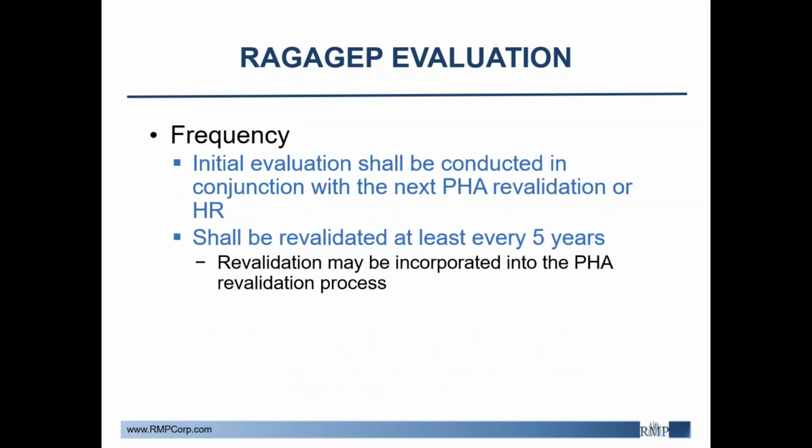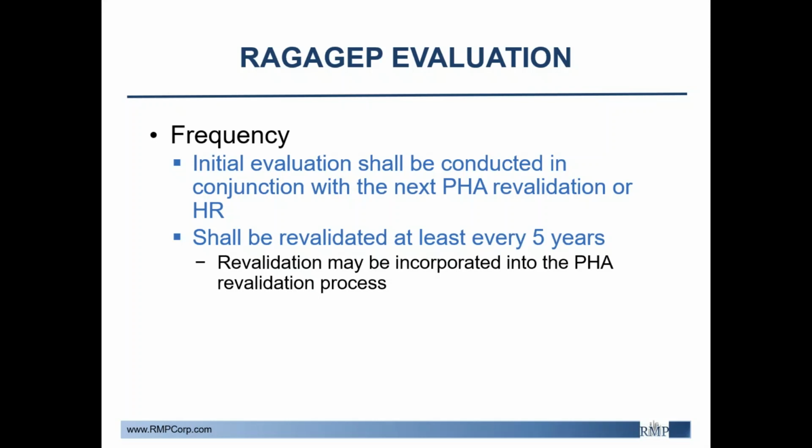And here's the important part. The frequency of these evaluations is that the initial evaluation has to be conducted with the next PHA reval or the next hazard review and shall be revalidated every 5 years. They recommend doing it with the PHA. Now what's important about this is if this gets passed and finalized in early 2019, specifically for California and for all you other facilities that might have PHAs coming out in 2019, you'll have to be doing this in 2019.